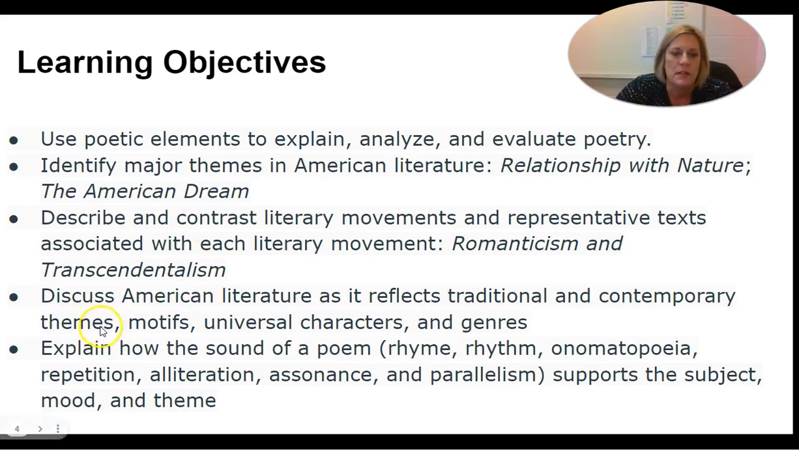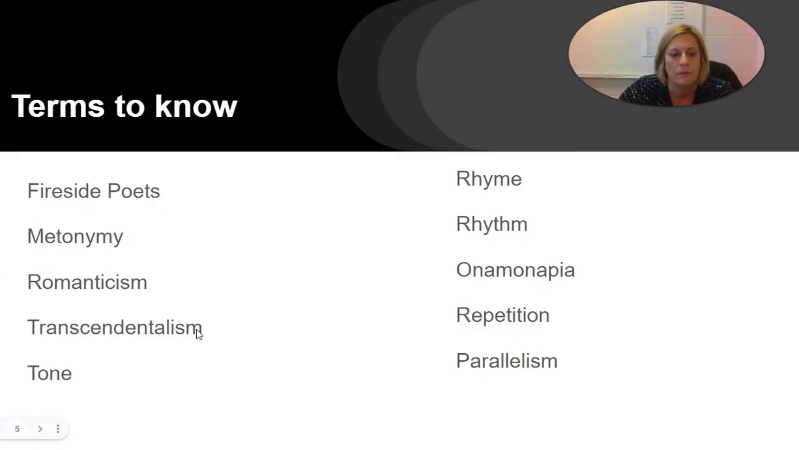Also look at some of the motifs, the themes, the universal characters and genres that are reflected in American literature. And finally, explain how the sound of a poem, rhyme, rhythm, onomatopoeia, etc. support the subject, mood, and the theme. And that will culminate with your analysis of the fireside poets.